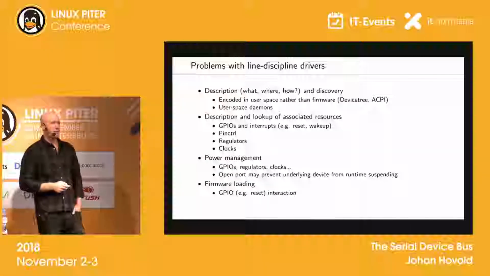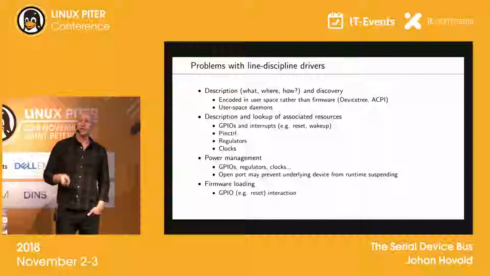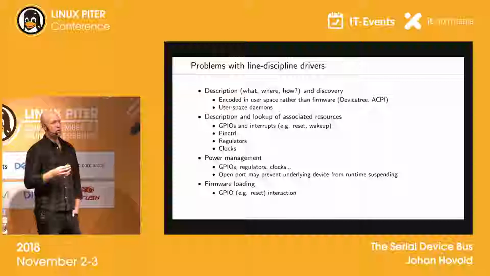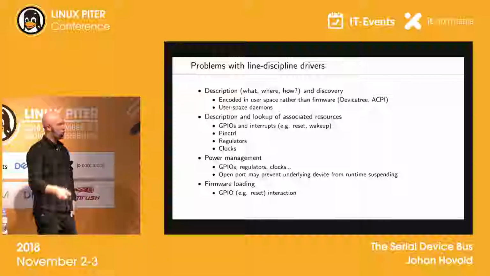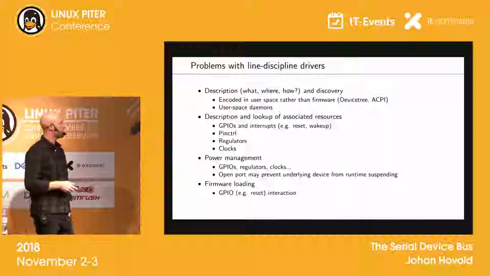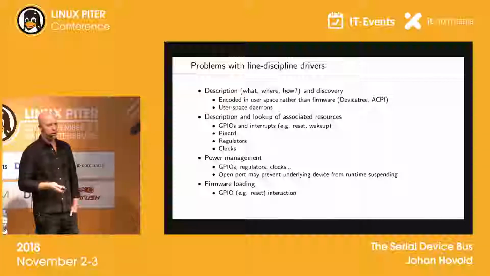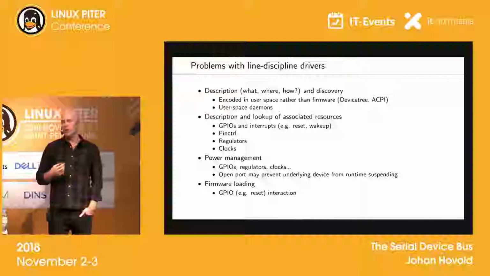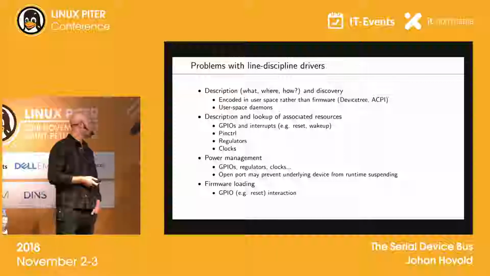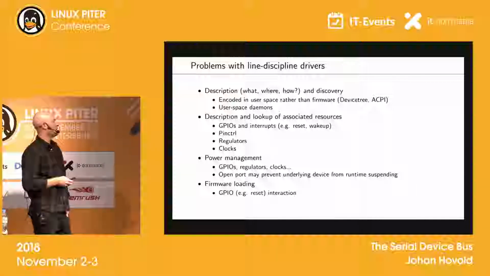So the problem with these line discipline drivers is that the description of what is connected where and how still needs to live in Userspace rather than being coded in firmware, such as device tree or ACPI. So we need these Userspace daemons to know which port to open and so on, and we don't get any kind of automatic discovery as we would if we had a device tree or ACPI description of these things. Furthermore, since we don't have a description in firmware, there is no good way of describing and looking up these associated resources like GPIOs, pin control, regulators, and clocks. And these are obviously things that are useful and needed for proper power management.